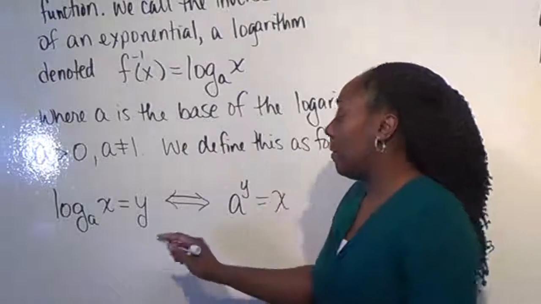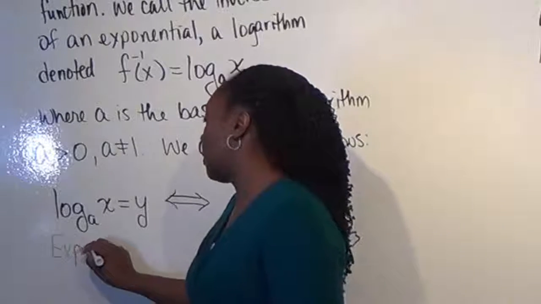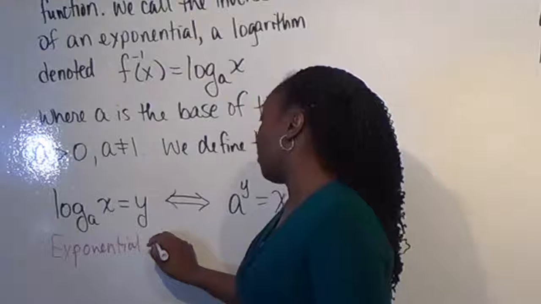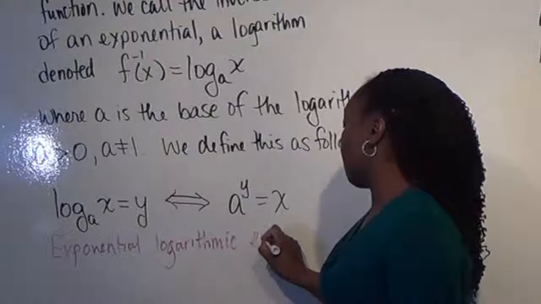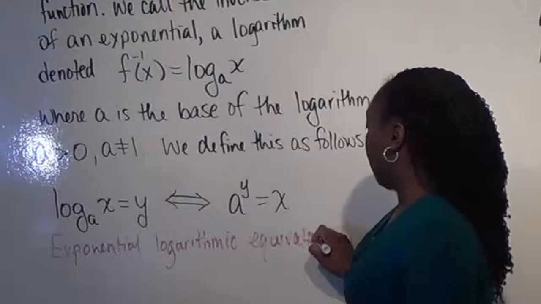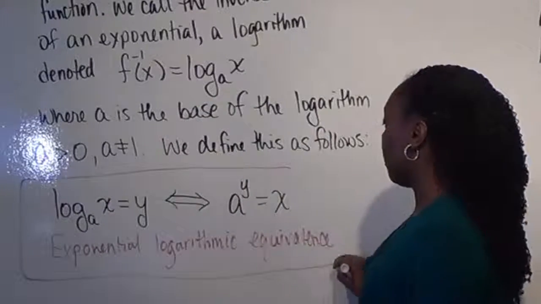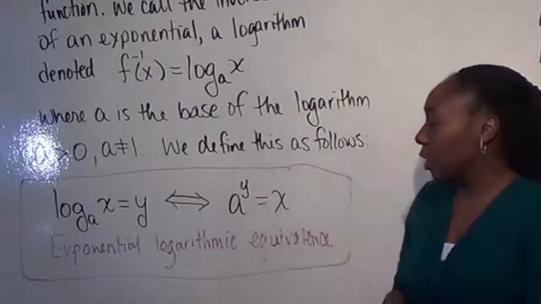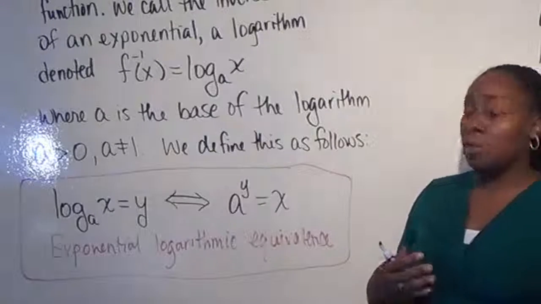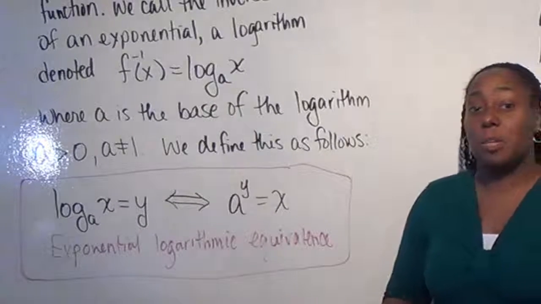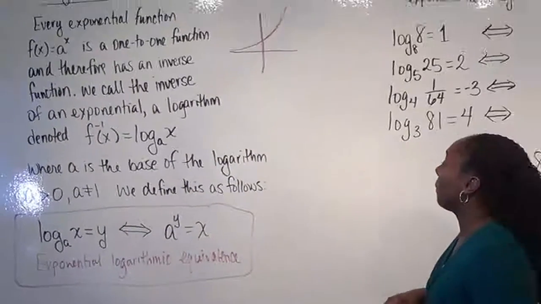exponential function and turn it into a logarithm, or I can start with a logarithm and turn it into an exponential. This is what we call the exponential logarithmic equivalence. And this is probably one of the most important properties of logarithms, because we're going to use it not only to switch back and forth between the two different forms, but we also use it in solving equations, in simplifying the expressions, as well as graphing. Okay? So you're definitely going to need to know this form.